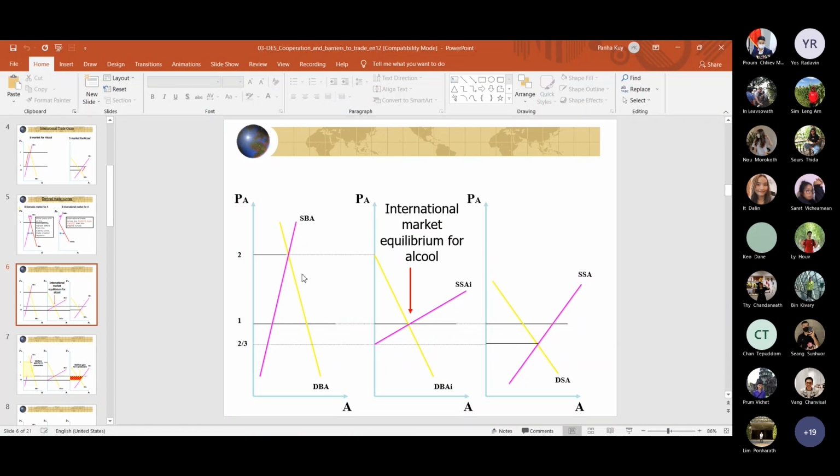This one will export to this country or this market, and this market will import from this market, and then the quantity of alcohol in this country is going to be higher and the price is going to go down. While this one, when you export to the other country, means that you will face a shortage of alcohol for your domestic consumption, and then the price will go up. At the end of the day, it will meet the equilibrium here. This is the international market right here for alcohol.